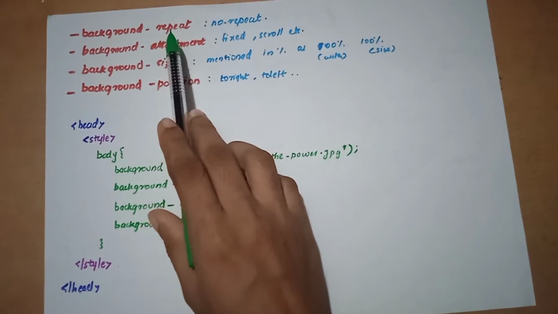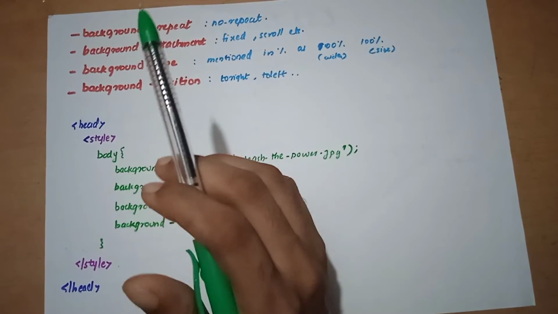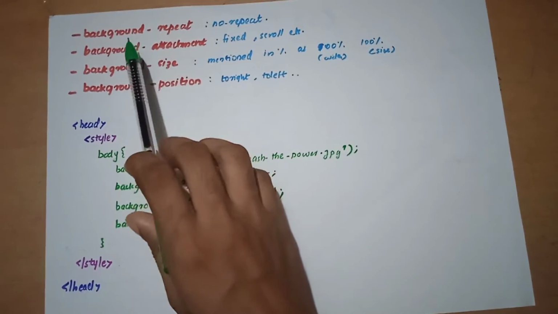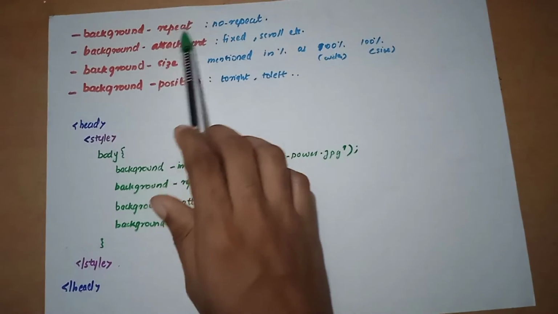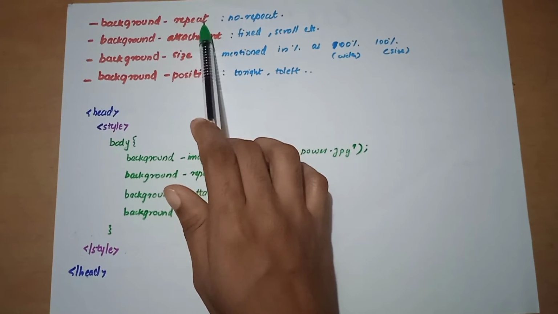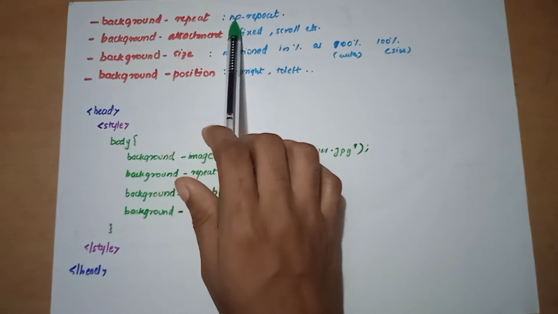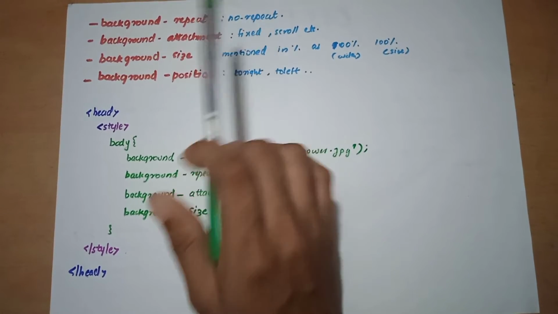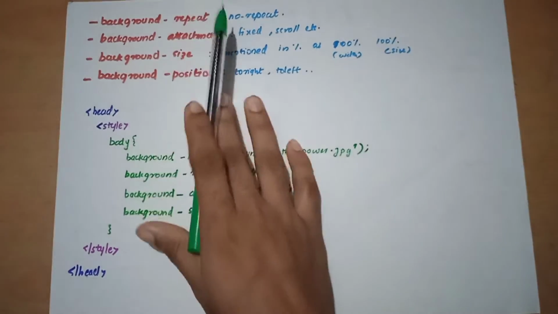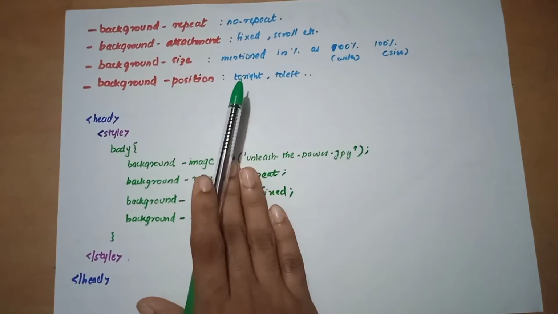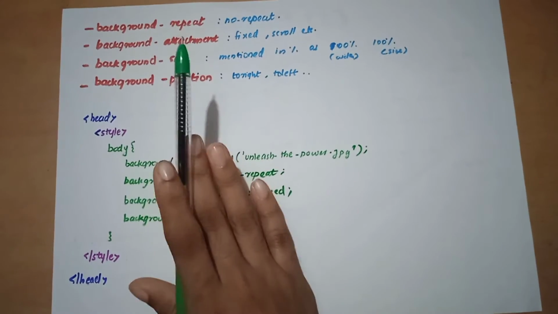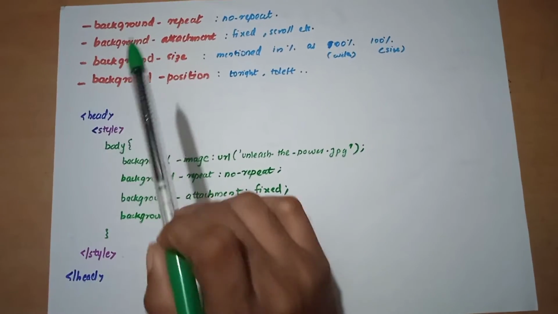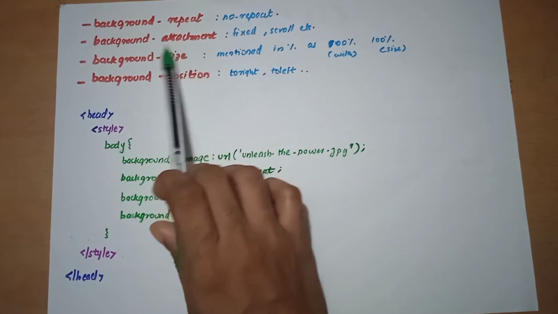In order to avoid the repetition, you have to use this background repeat attribute of CSS, along with the value no repeat. Then the image will never repeat again. One image will be there all over our web page, in whichever size you mention. Okay, the background attachment is the next one.